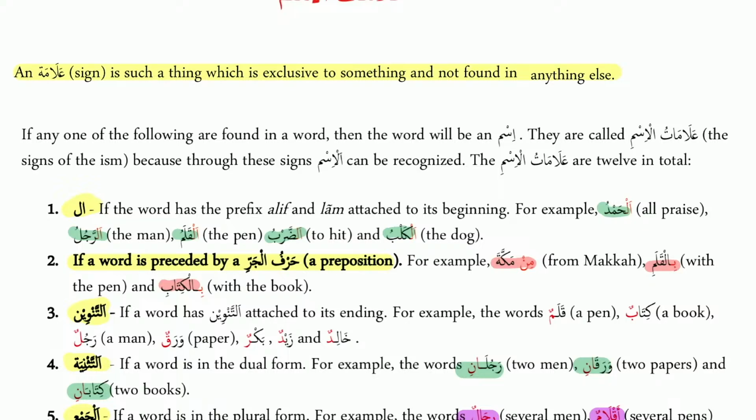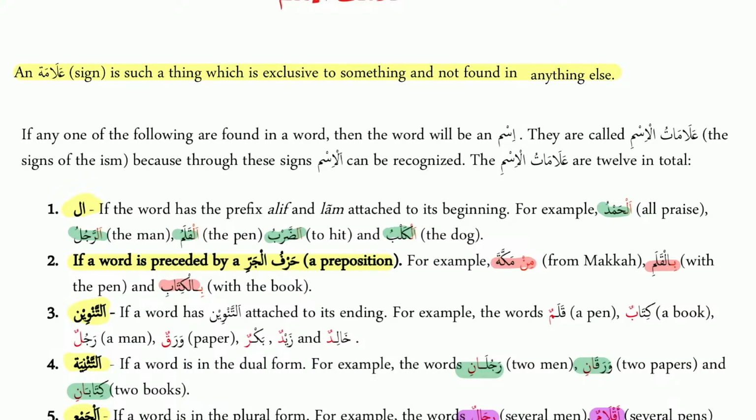Alif lam. Now, what is the benefit of alif lam? It is one separate lesson, like the way we have listened. So if I go in that, then you will be confused. We will be confused. We will go nowhere. So just for now, only learn that alif lam is a sign of ism. Okay, alif lam is a sign of ism.